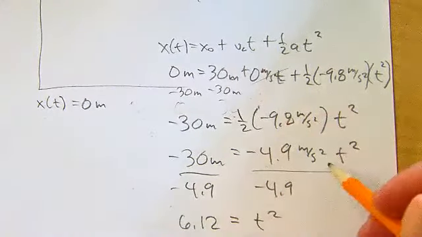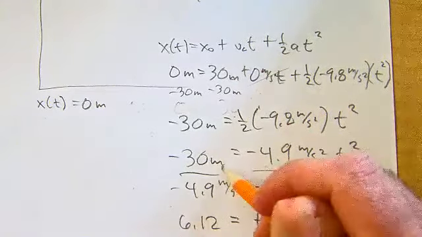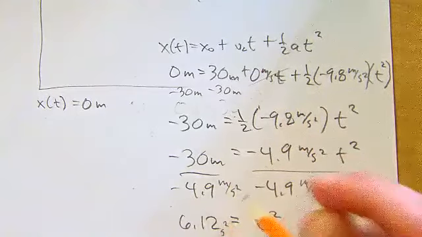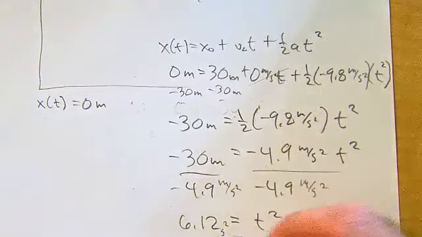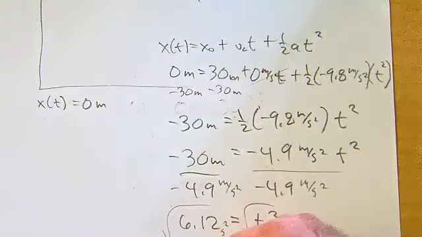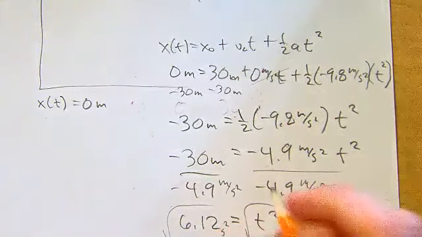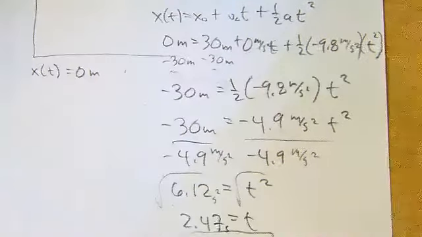Look at our units here. This is meters per second squared. This actually comes out to seconds squared because this comes up on top, the meters cancel. In any case, when you do a square root, you're going to get down to just seconds. So I need to do the square root of that. And I'm getting 2.47 seconds. Really, round that to 2.5 since we're generally rounding to 1 decimal place.